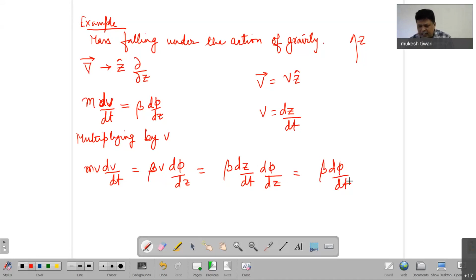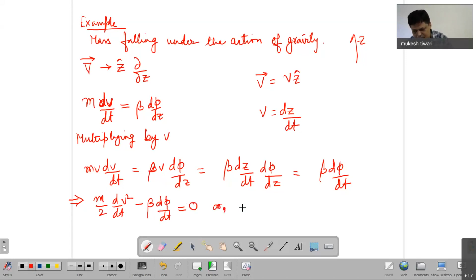So now I can combine everything together. I'm going to skip a step over here, but I hope you realize that v dv/dt you can write as half the derivative of v square with respect to time. So I'm going to use that: m over 2 times the derivative with respect to time of v square. I'm going to bring the other term to the left hand side, minus beta times the derivative with respect to time of phi. This is equal to 0.